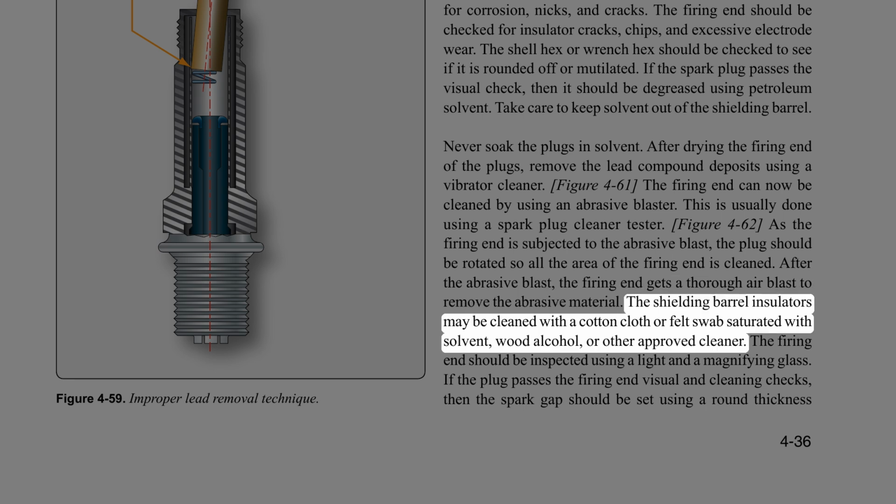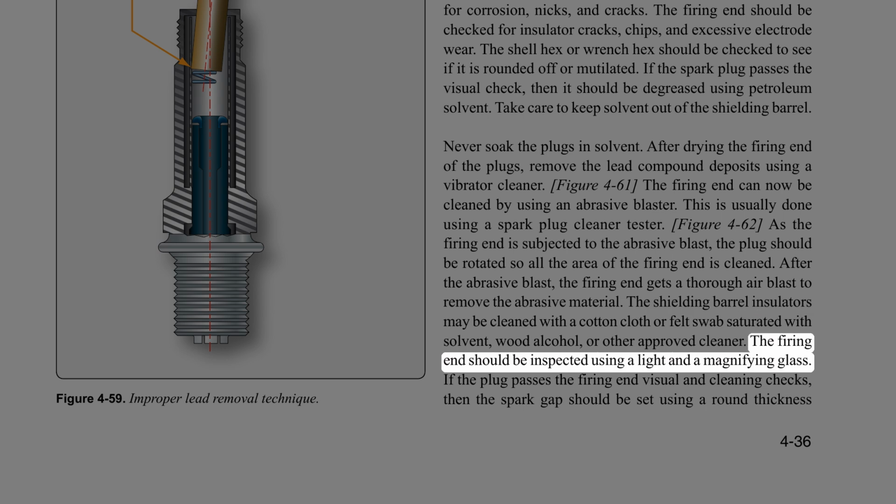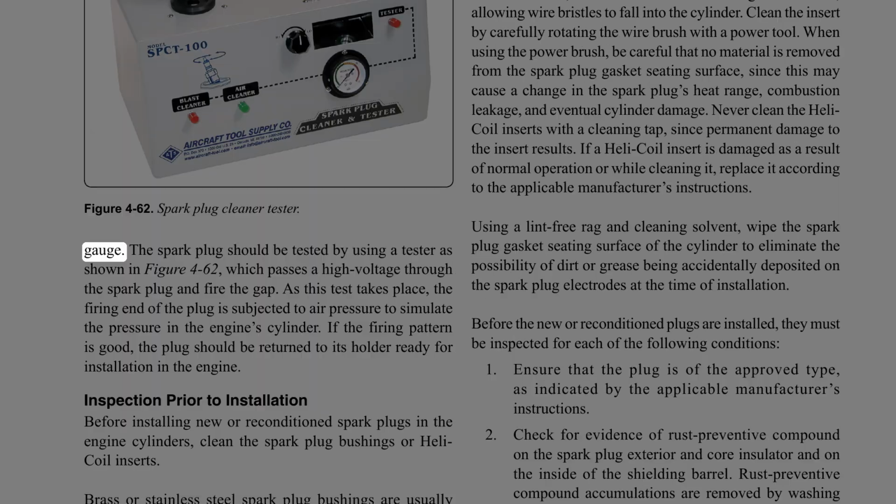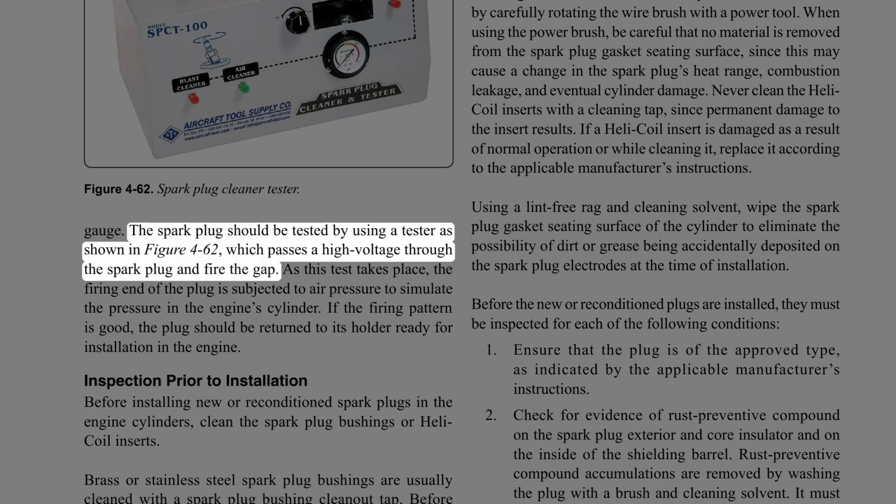The shielding barrel insulators may be cleaned with a cotton cloth or felt swab saturated with solvent, wood alcohol, or other approved cleaner. The firing end should be inspected using a light and a magnifying glass. If the plug passes the firing end visual and cleaning checks, then the spark gap should be set using a round thickness gauge. The spark plug should be tested by using a tester as shown in figure 4-62, which passes a high voltage through the spark plug and fire the gap.